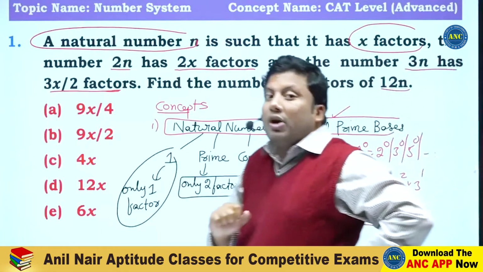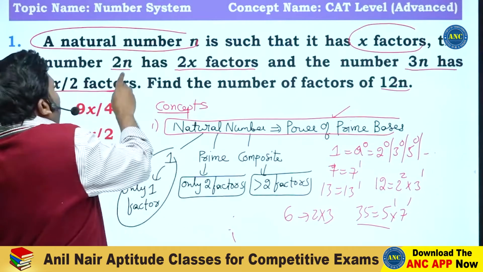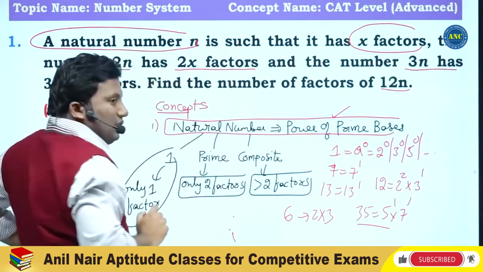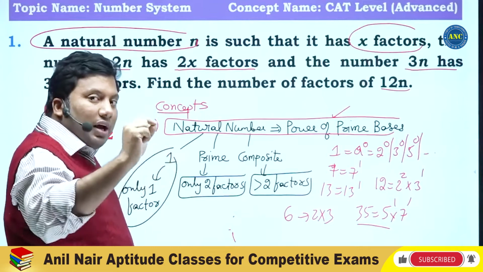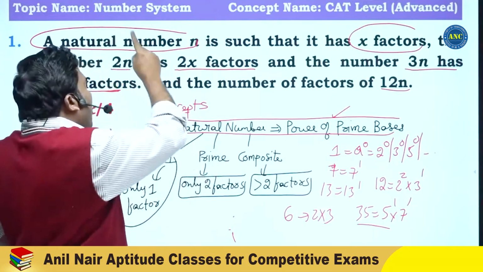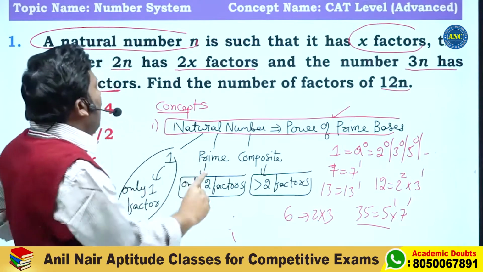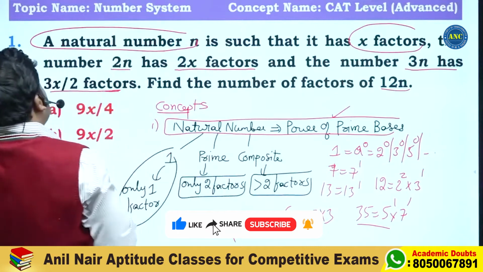Now, another important key point. Listen carefully, sir. When I multiply the number by 2, the number of factors is changing. That means the number should have a power of the prime number 2. When the number is multiplied by 3, the number of factors is also changing.